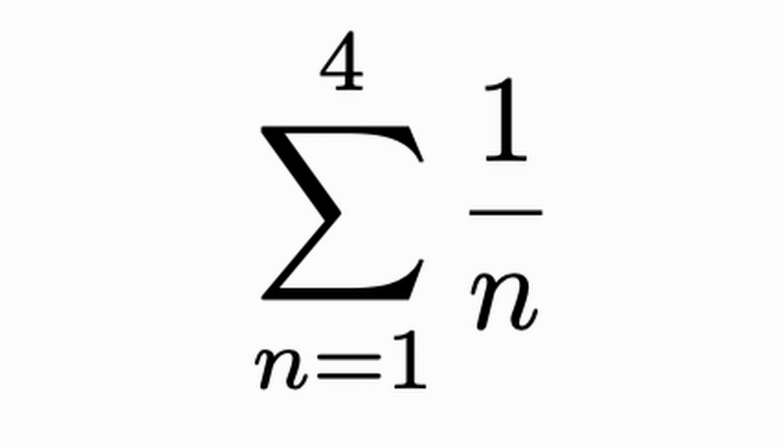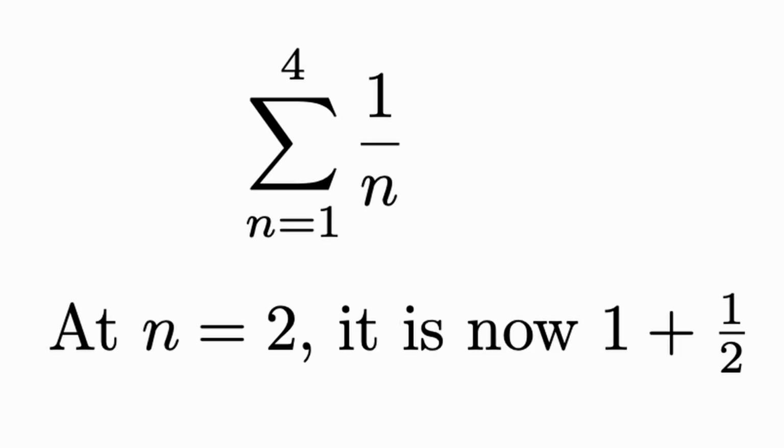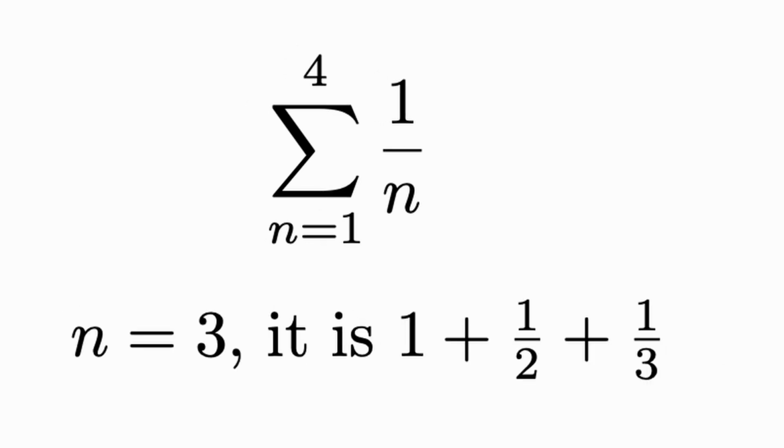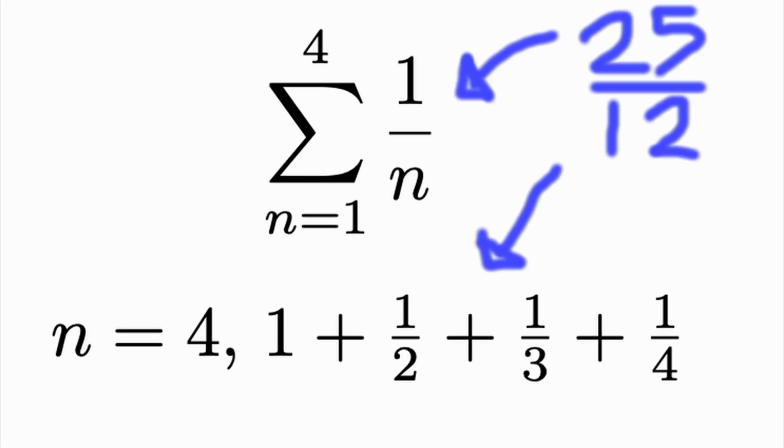Let's try this out with the 1 over n pattern. We had 4 terms, so our sum will cover the terms from n equals 1 to n equals 4. For n equals 1, our sum so far is 1 because 1 over n equals 1 when n is 1. For n equals 2, the term on the inside becomes 1 half, and we add that to the previous term. For n equals 3, the term becomes 1 third, do the same for n equals 4 to get 1/4, so the final result becomes 25/12.